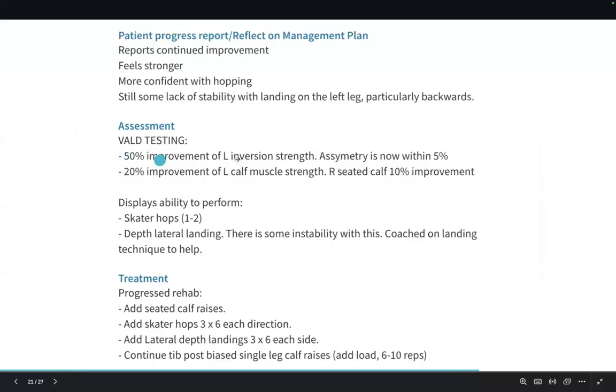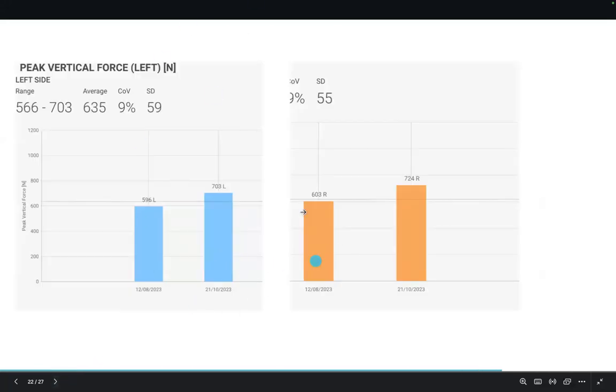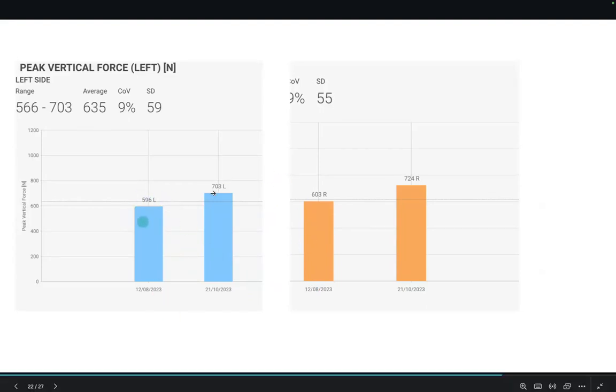So yeah, 50% improvement. Asymmetry is now within 5%. Great. We also tested the calf, and there was a 20% improvement. Yeah, so that's this one. So left side calf strength, we were able to get that up as well. Right side, we were able to get that up.